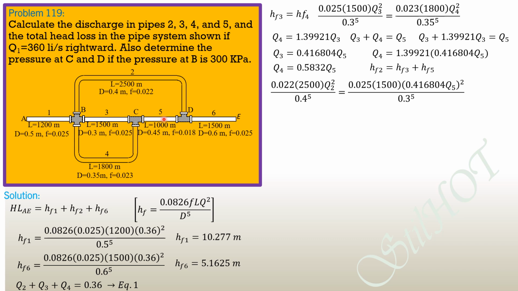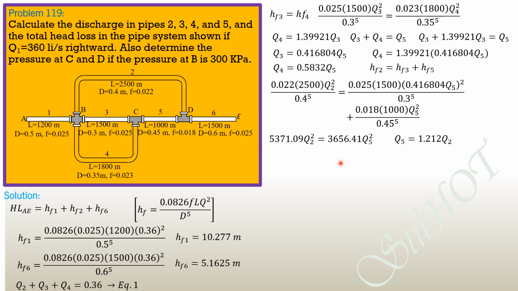HF5, which is 0.018 times 1000 Q5 squared over 0.45 raised to 5. Simplifying, this is 5371.09 Q2 squared, and the right side combined is 3656.41 Q5 squared. From there, we can express Q5 in terms of Q2. So Q5 is equal to 1.212 of Q2.